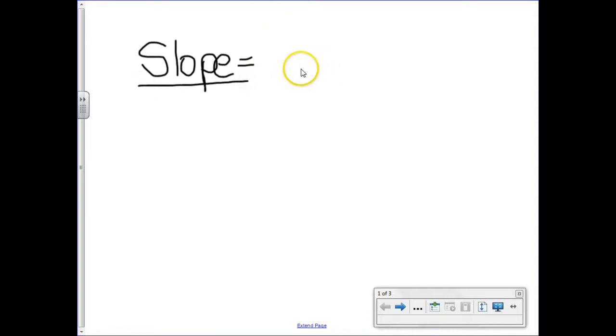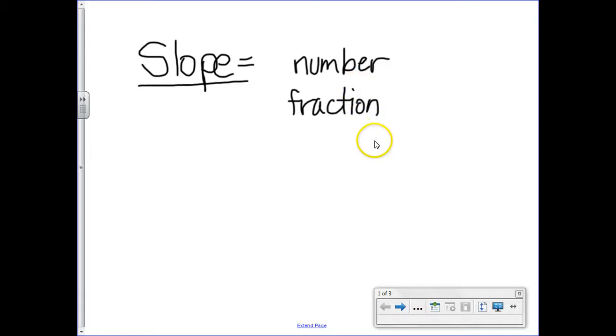Slope, basically, it's a number. We often write it as a fraction, and you'll understand why in just a second. It doesn't have to be a fraction. It can be a decimal, it can be an integer, but a lot of times we'll put it in fraction form. And what this number does is it measures, or gives us an idea of how steep a line is. So it measures basically how steep it is.